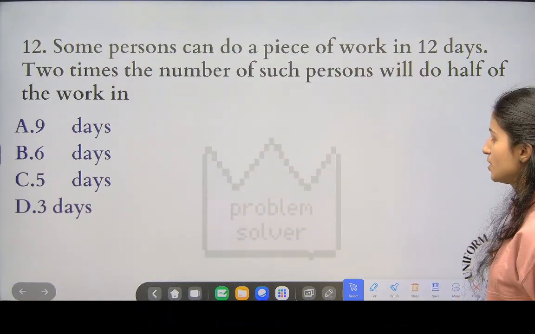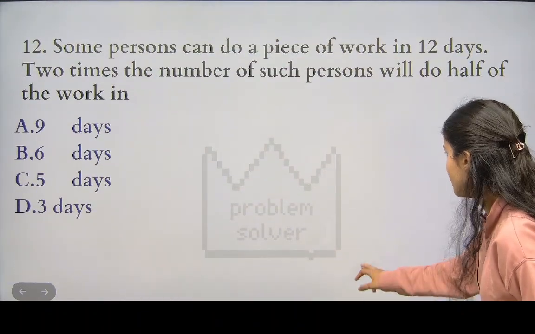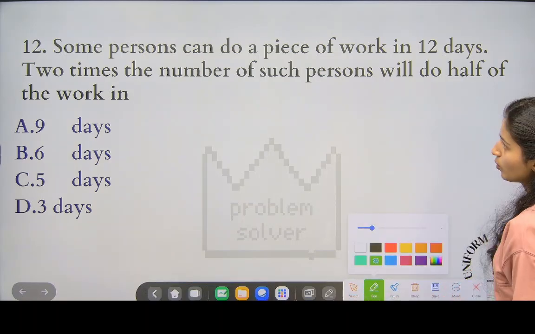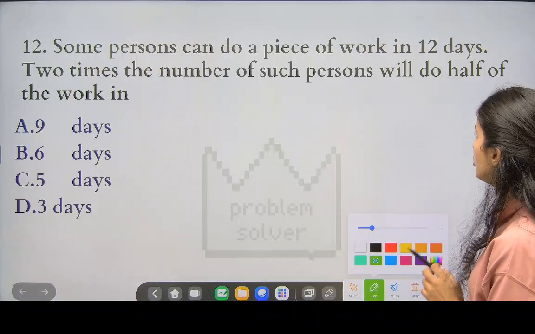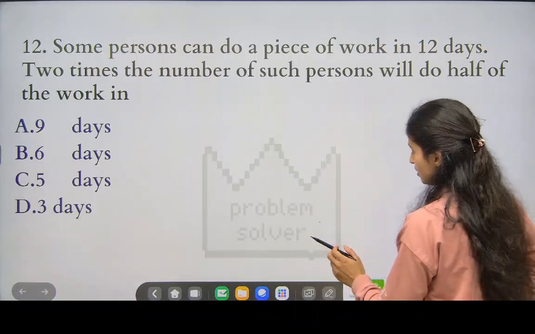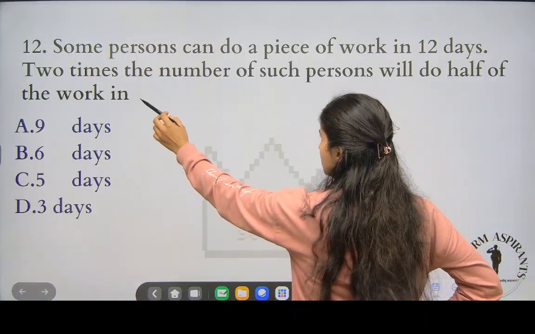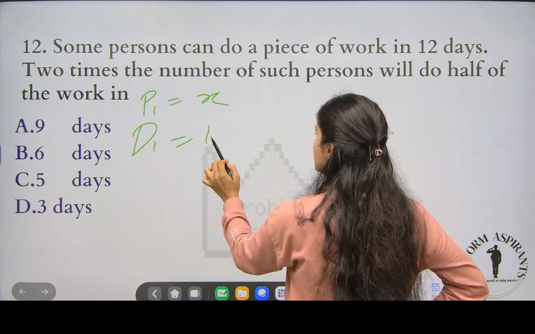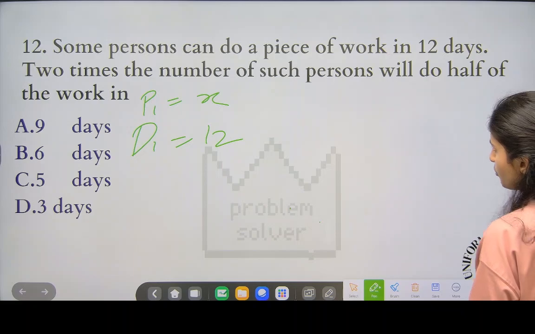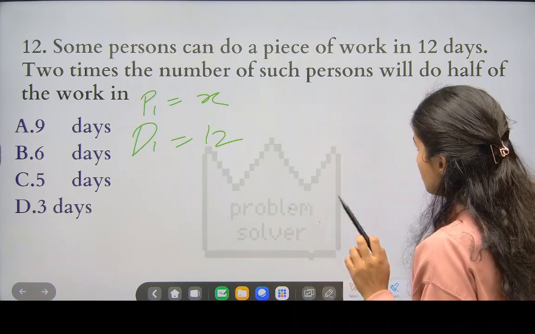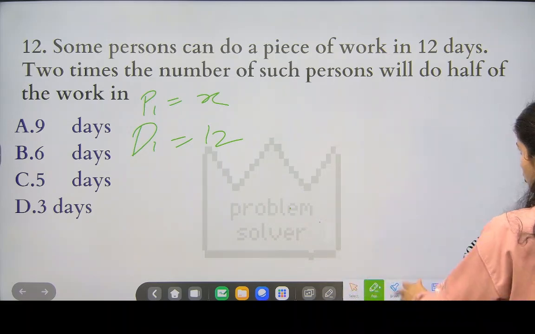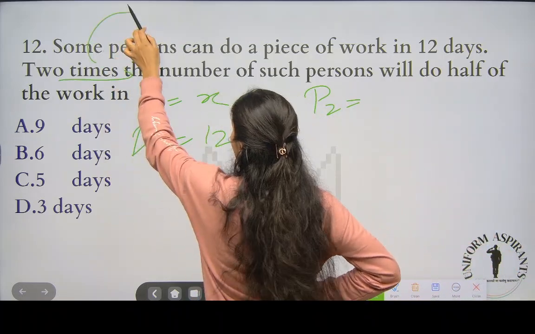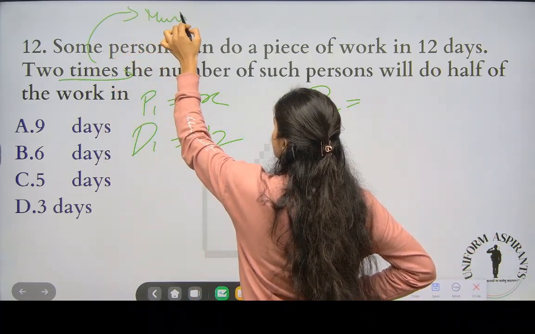Now see here. This is the sum we did before, like the previous sum. What was the sum? Some persons can do a piece of work in 12 days. Let the number of persons P be X. D1 is 12 days. We are assuming it as X. Two times the number of such persons. What is meant by 2 times? Whenever it says times, what do you have to understand? Multiplication.